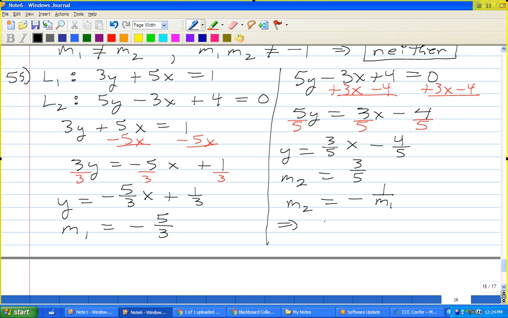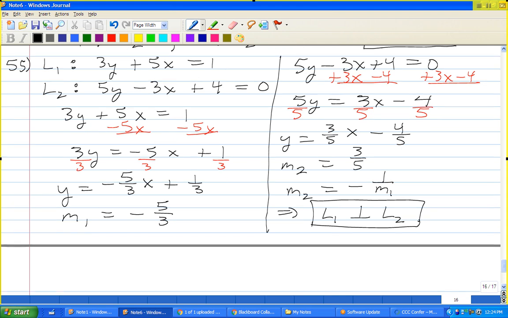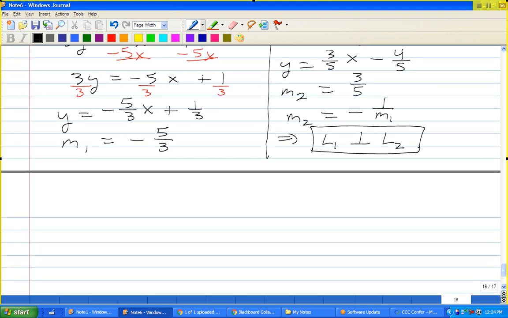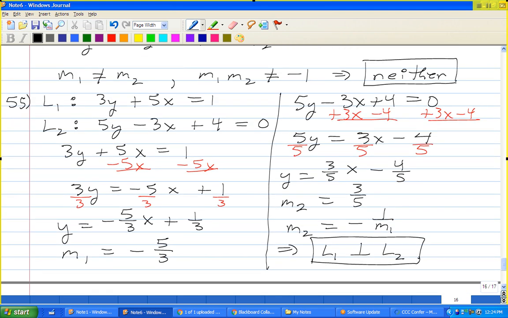So that says that these two lines are perpendicular. So these are perpendicular lines because the slope of the second line is a negative reciprocal of the slope of the first line. Or say it the other way around. The slope of the first line is the negative reciprocal of the slope of the second line. Let me do problem number 57. You could have also multiplied them together and gotten -1.